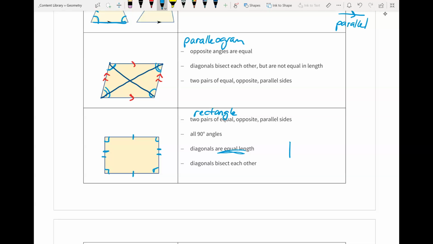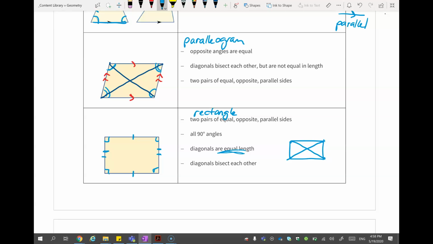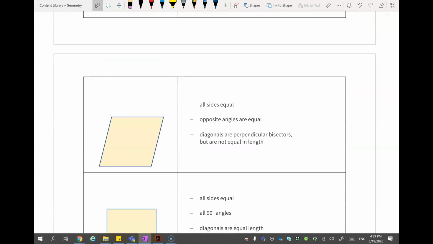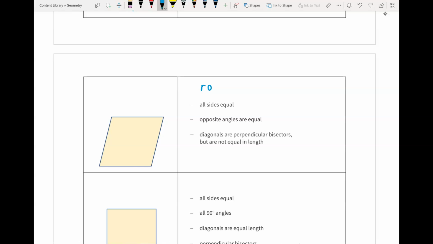So I'm going to draw another rectangle here to show you what I mean. Here are your diagonals from one vertex to the other. So these two lines are equal to each other. And of course, you can see that they bisect each other, meaning that they cross each other. The next one here is a rhombus.